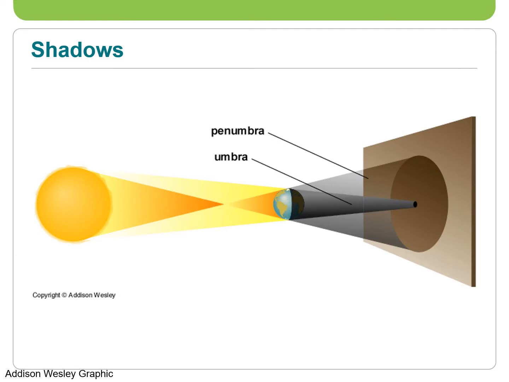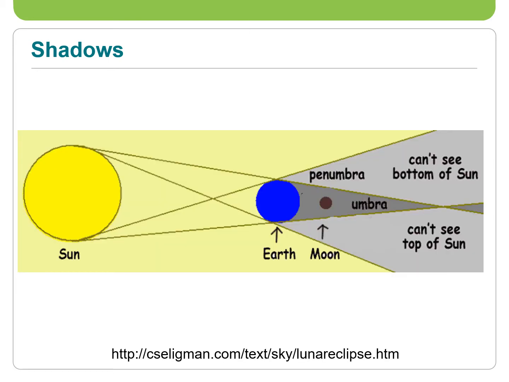An illuminated object casts a shadow that consists of an umbra and a penumbra. These regions arise because of the partial versus total obscuration of the light source. In the umbra, the sun can't be seen at all.